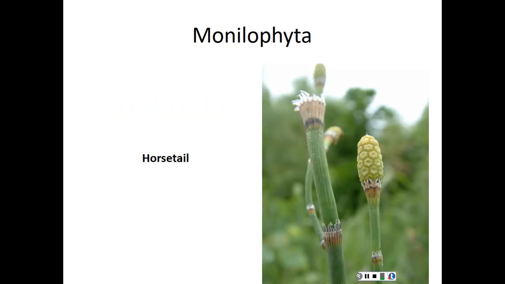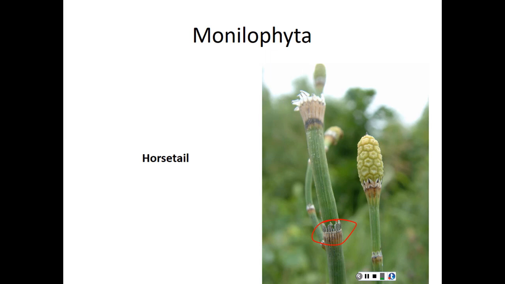Also within the phylum Monilophyta are the horsetails. The horsetails have a hollow stem. They have greatly reduced megaphylls. I know you look at this and you think, that's a microphyll, right? No, it's actually a megaphyll. And remember, the distinction is a microphyll has one strand of vascular tissue, whereas a megaphyll has more than one strand of vascular tissue. It's just greatly reduced in this case.